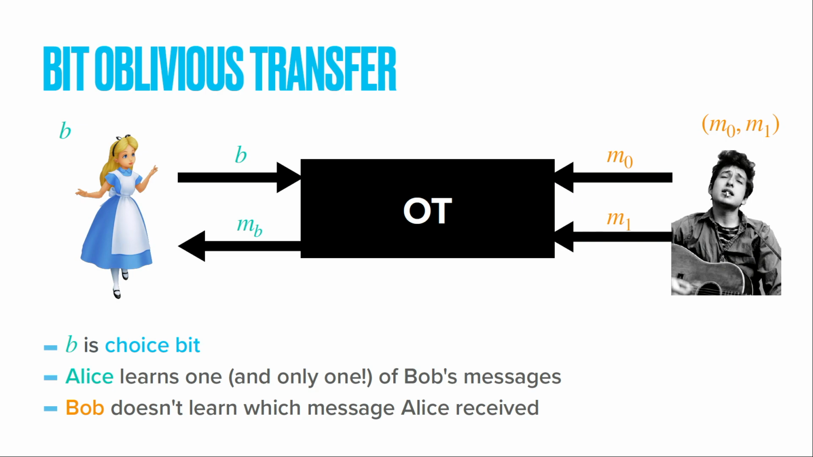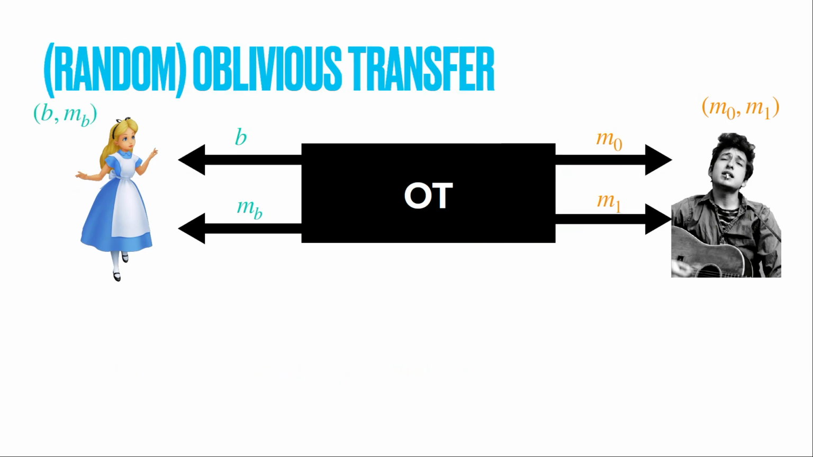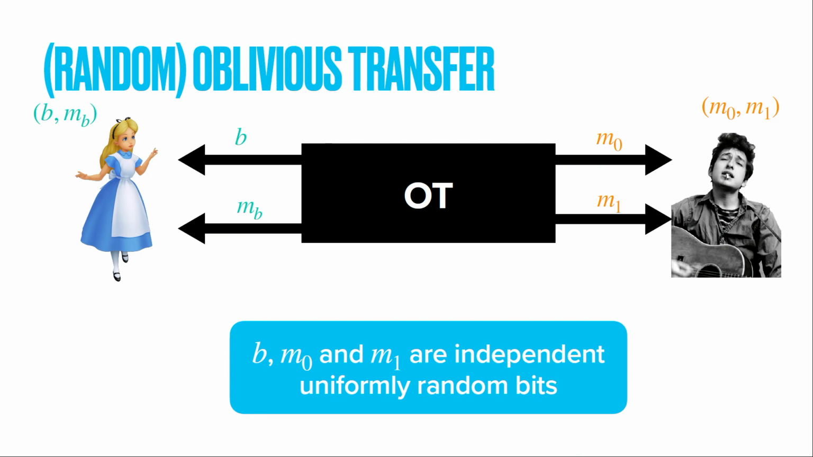And now, similar to the last talk as well, we will mostly be concerned with the case of random oblivious transfers, where instead of Alice and Bob picking B, M0, and M1, they're just randomly selected by the functionality. That is usually what we need for implementing most 2PC protocols.